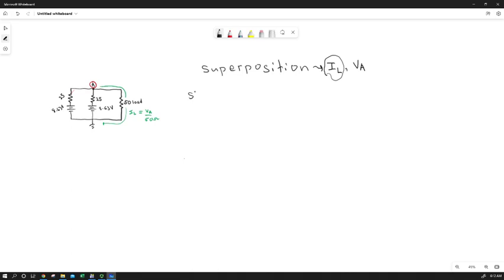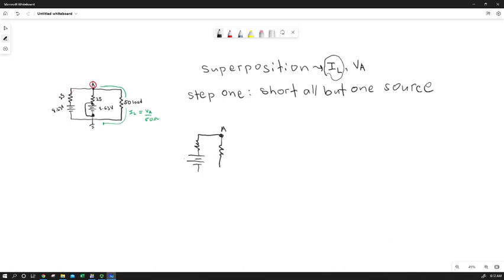So step 1, we're going to short all but one source. And since we only have two sources, that means short one. Okay, so we're going to go ahead and short this one. I just shorted it. So now I can draw my same circuit. We've got the other one still, and it's going to be providing all of the voltage push. Here's my node A, and now I've got some parallel combos going here.